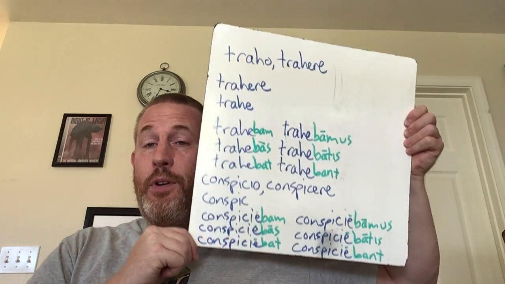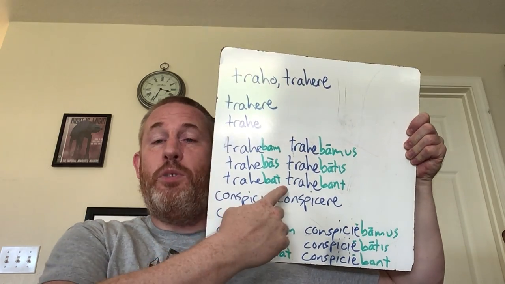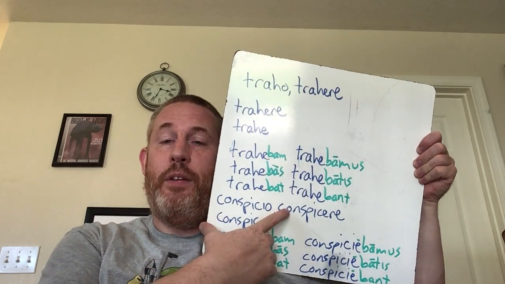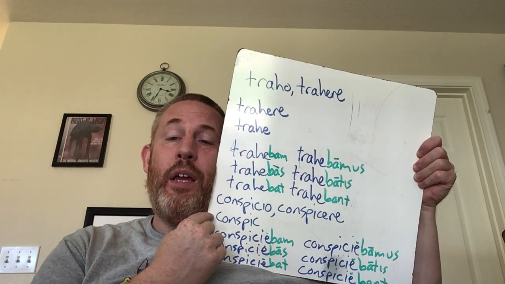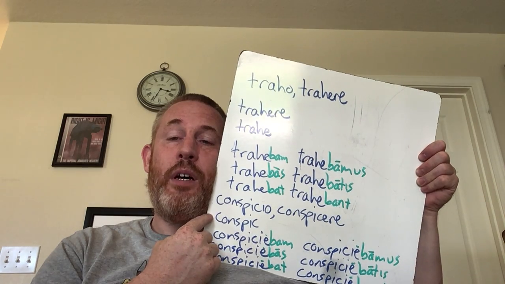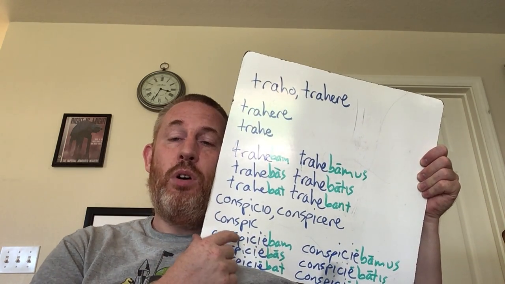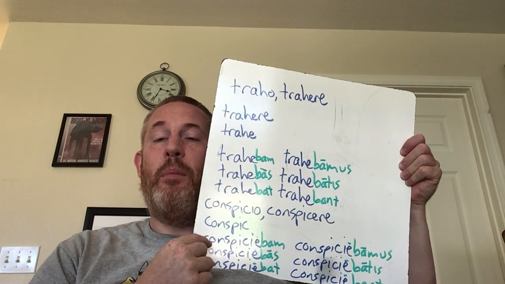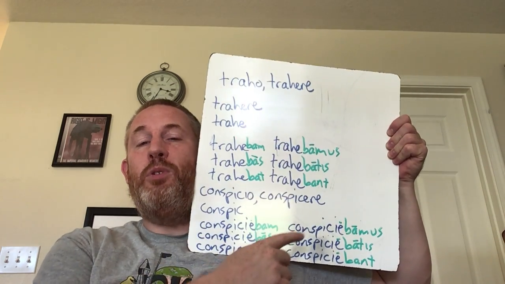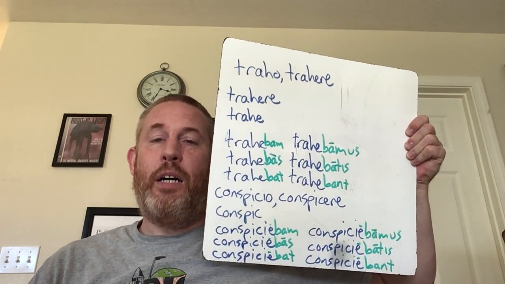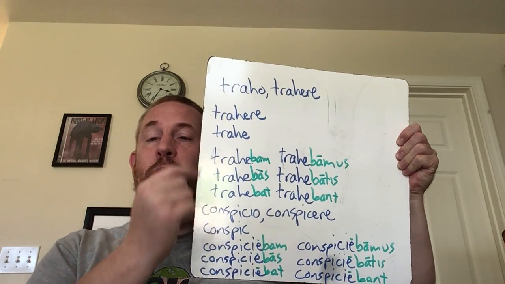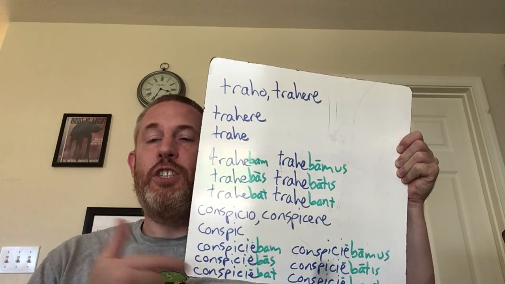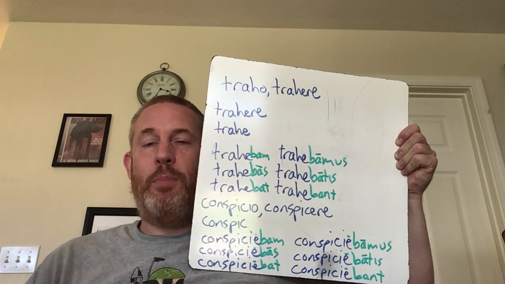Now, if you have an io of the third, remember, it's slightly different. So, conspicio, conspicere. Step 1, take the infinitive. Step 2, knock off the re. Step 3, replace the e at the end of that with an ie. So, conspicie, conspicie, conspicie. So it's conspiciebam, conspiciebas, conspiciebat, conspiciebamus, conspiciebatis, conspiciebant. I was spotting, you were spotting, he, she, it was spotting, we were spotting, y'all were spotting, they were spotting.